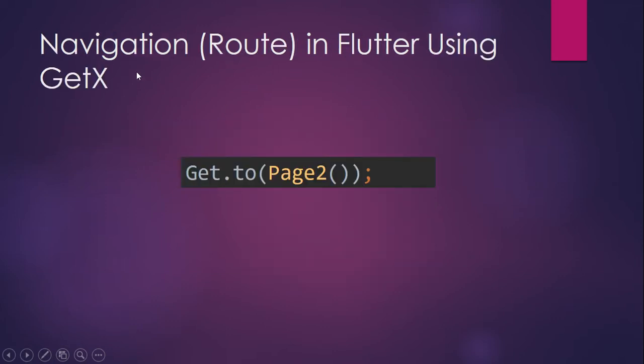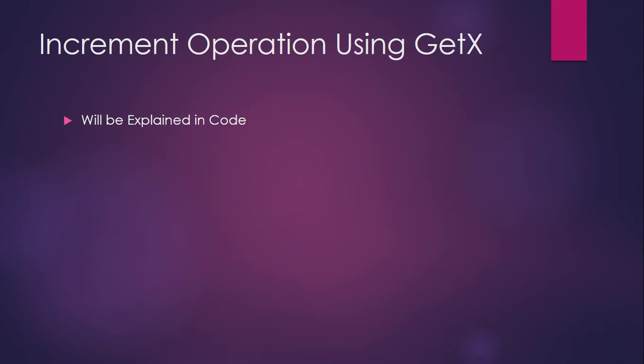Okay, so if you want to navigate a user from one page to a second page, you can do it using GetX with just one line of code, that is Get.to and the page you want to show. And then we will add an increment operator. We will increment a variable by one on button press. Okay, so let's go into Android Studio to implement these GetX properties.